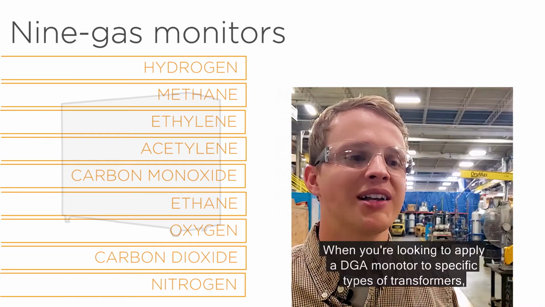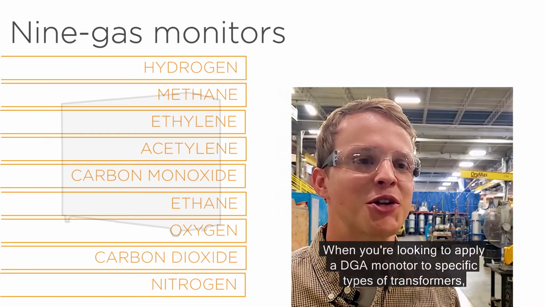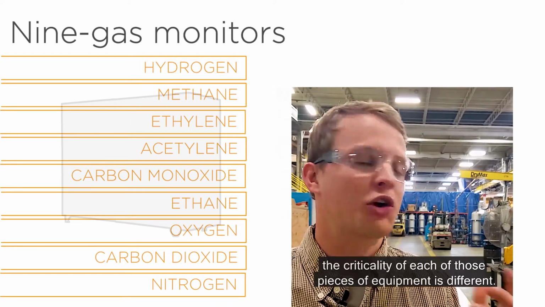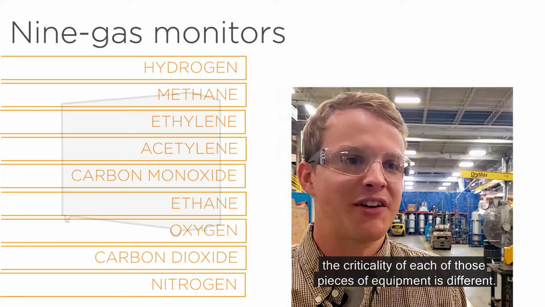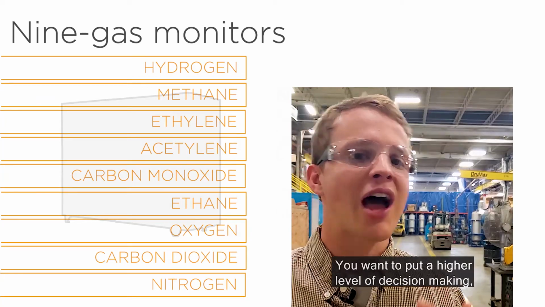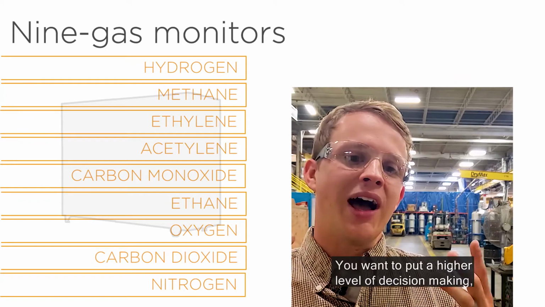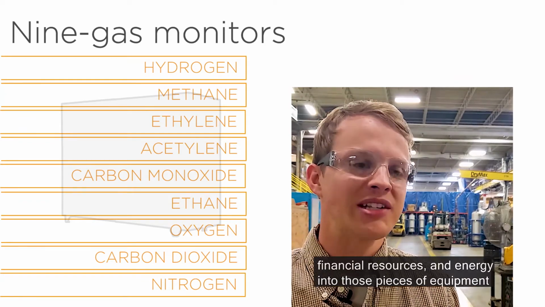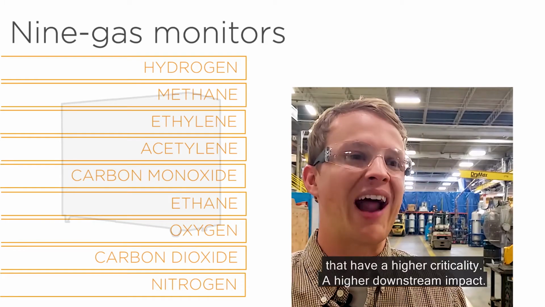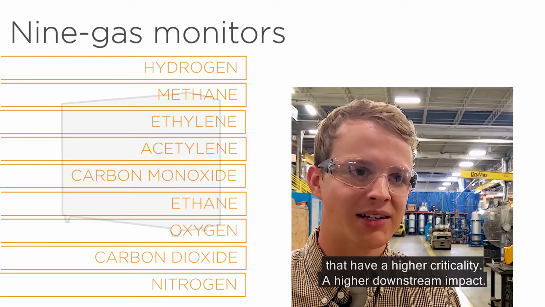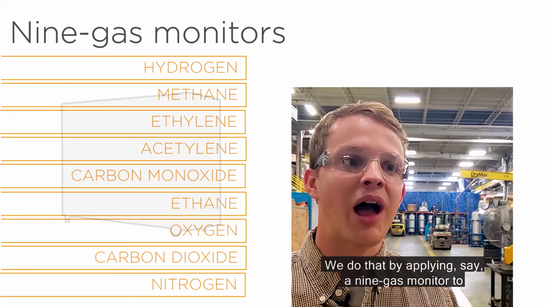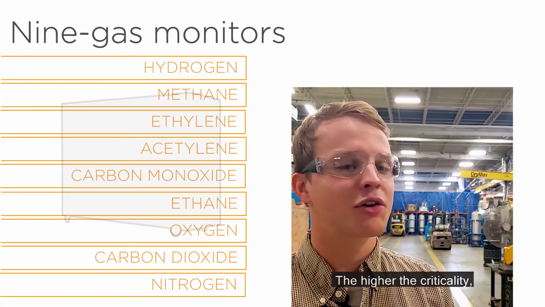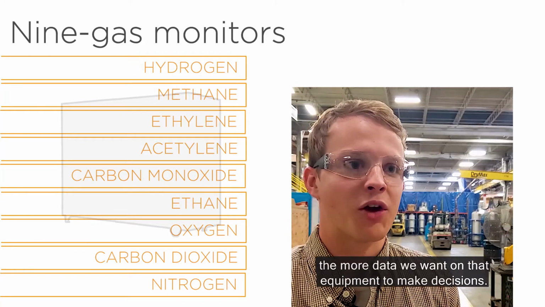When you're looking at applying a DGA monitor to specific types of transformers, you want to do it on a transformer by transformer basis. The reason is that the criticality of each of those pieces of equipment is different, right? So you want to put a higher level of decision making, of financial resources, of energy into those pieces of equipment that have a higher criticality, that have a higher downstream impact, right? So we do that by applying, say, a 9-gas monitor to higher criticality equipment. The higher the criticality, the more data we want on that equipment to make decisions.